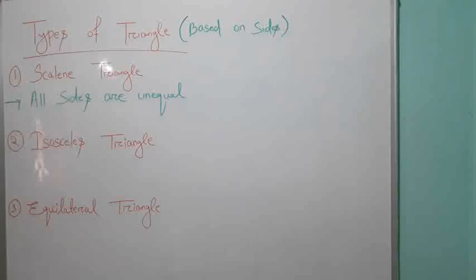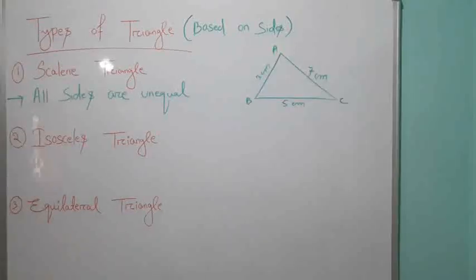Let us take an example. Here ABC is a triangle whose sides are AB, BC and AC. AB is of 3 cm, BC is 5 cm and AC is 7 cm. All sides are unequal. So this triangle is known as scalene triangle. Come to the second triangle, that is isosceles triangle. Isosceles triangles are those triangles whose two sides are equal.